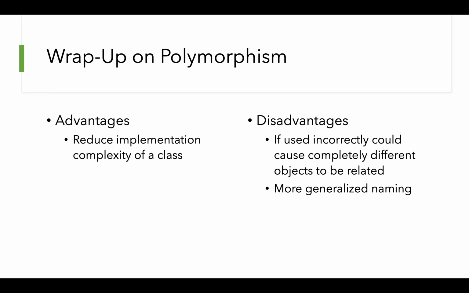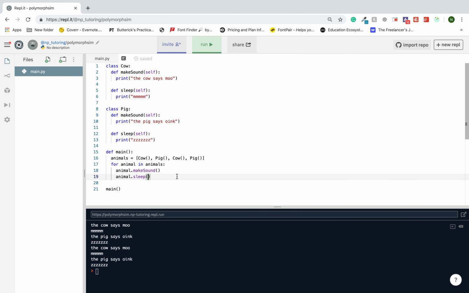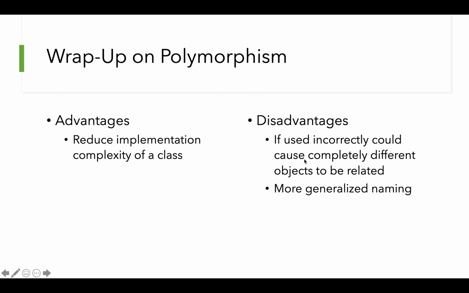Like I reiterated from the top, this video is about just polymorphism by using the same method name, not going over inheritance. That'll probably be a future video. But I just want to talk about an advantage of polymorphism: we're able to reduce the implementation complexity of a class, as we saw here, and we don't have to write any if-then logic to say, hey, if an animal is this type, let's do some stuff, or if an animal is this type, let's do some stuff. We're able to use it the same way through this common interface. But some disadvantages that we can talk about is if used incorrectly, we could cause completely different objects to be related.